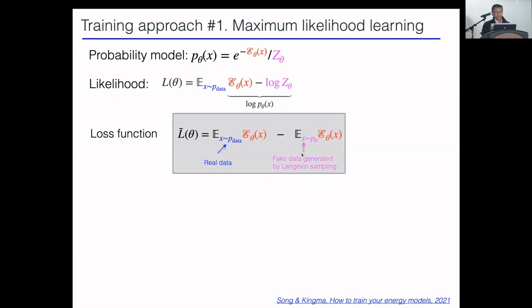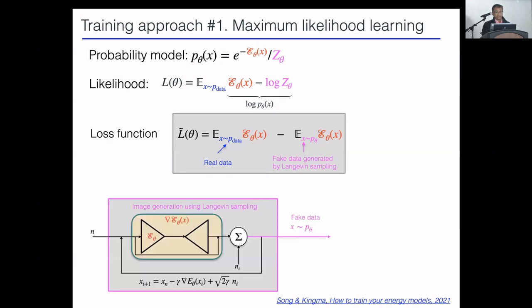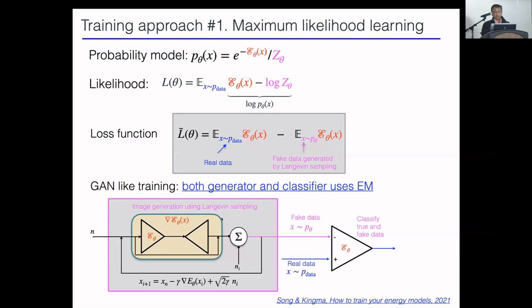So how do you generate the fake data? This can be done using Langevin sampling. You have the gradients, and you can iterate through this very similar to how you do in diffusion. This gives you fake data. Now, how do you optimize this model? We have to minimize this cost function with respect to theta. We put the same energy model here, and we try to maximize the difference between the energy on the true data and the energy on the fake data.